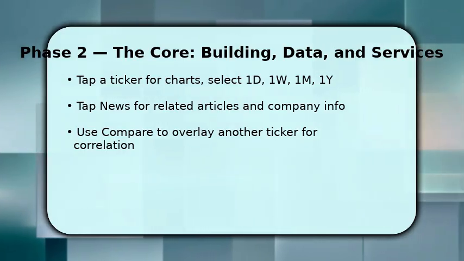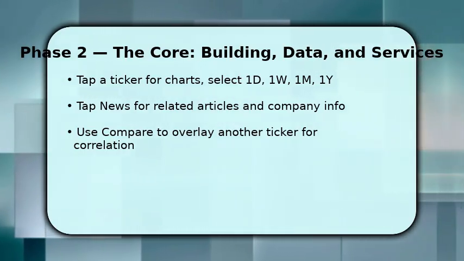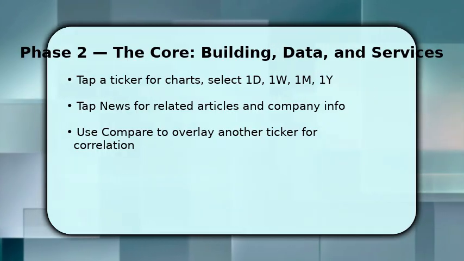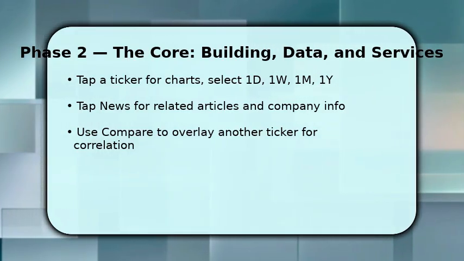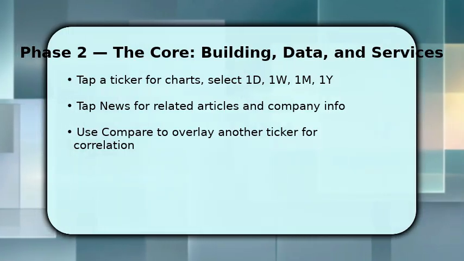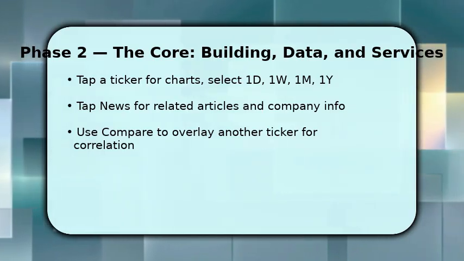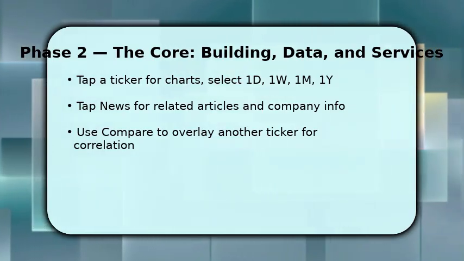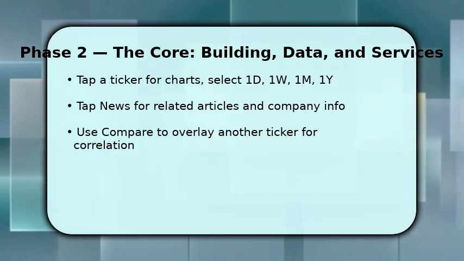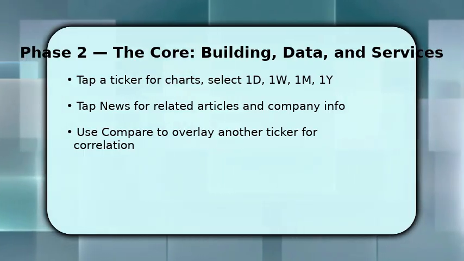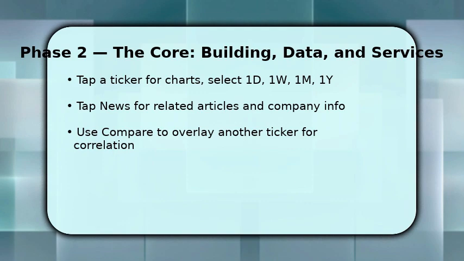Use the Compare tool to overlay another ticker to see correlation, and open the News tab to read context for price moves. Adjust the chart style and pinch to zoom for detail. This helps spot trends and support levels. If you want alerts, tap the bell and set price to act. Remember, Stocks displays quotes. Place trades in your linked brokerage app from the ticker details.